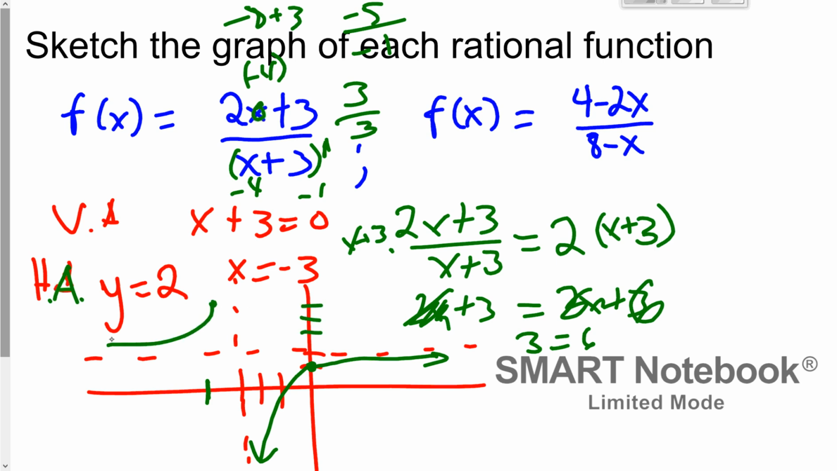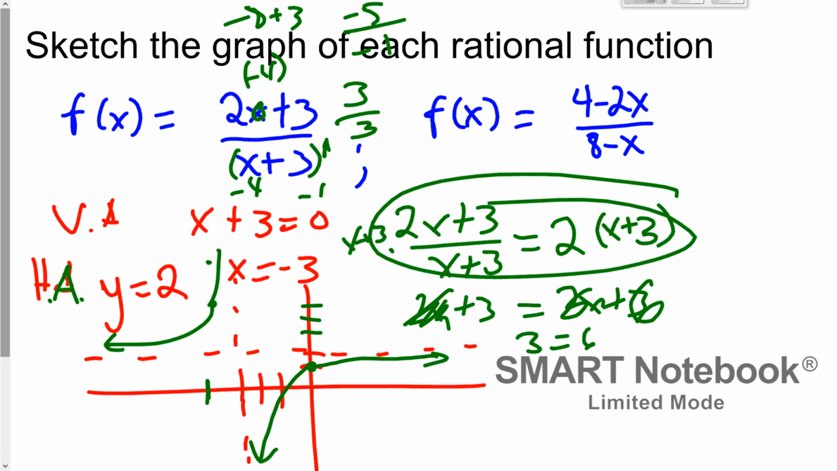Up here, it's going to go down to the horizontal. I know it doesn't cross because that's what I just did right here. And then it's going to go up because that is a linear. It only has a multiplicity of 1, right? So there's my graph, done.